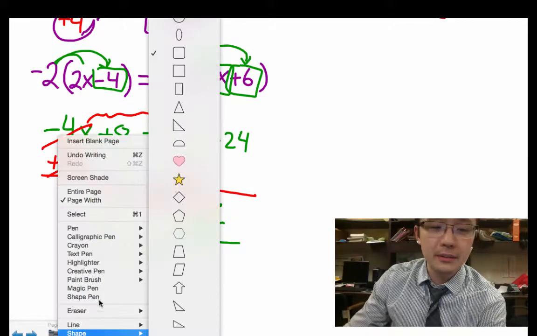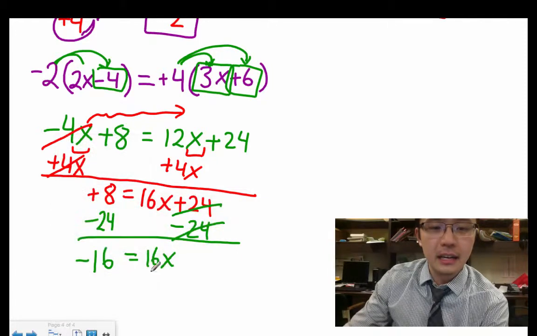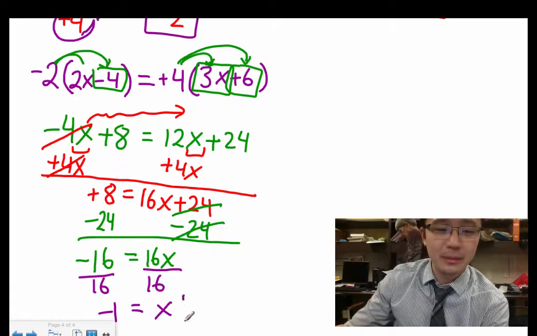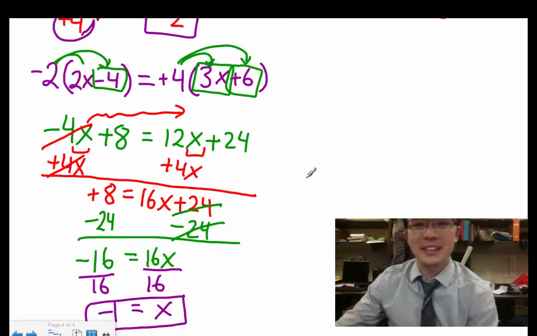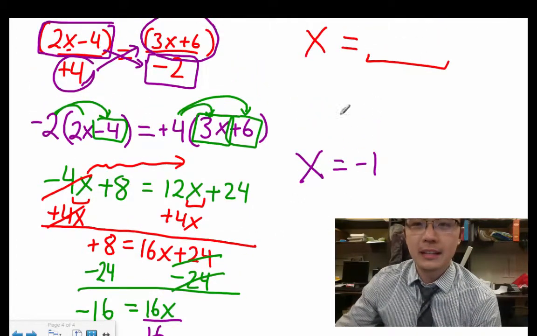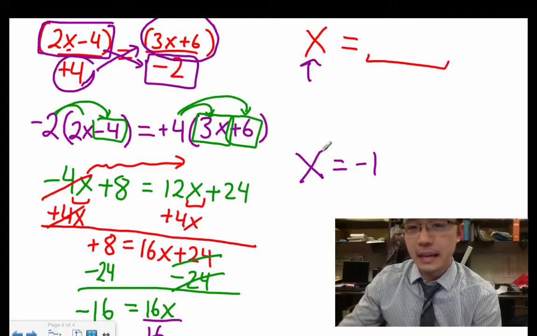I'm almost there. So 16x is 16 x's. I don't want that. I want 1. So I divide by 16, divide by 16. So x is equal to negative 1. So my final answer here is x is equal to negative 1. If you notice from the top, that's what I wanted my answer to be, right? X is equal to something.